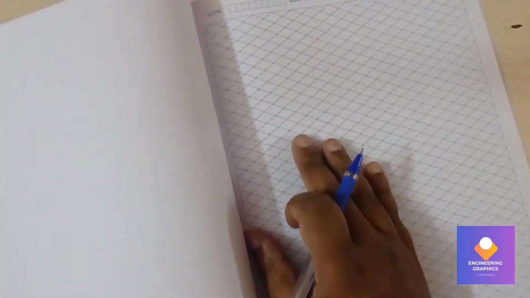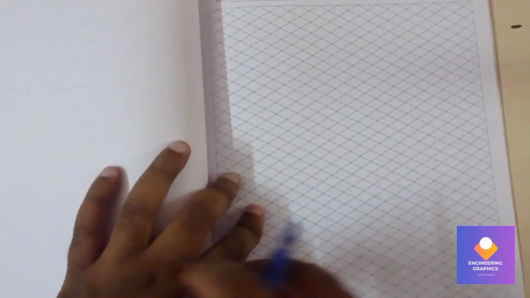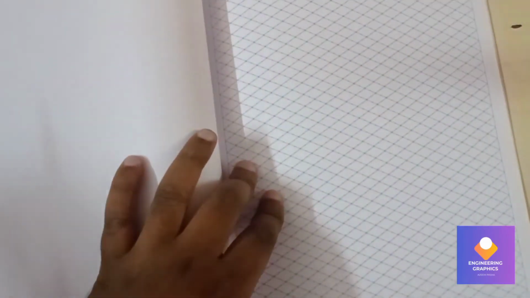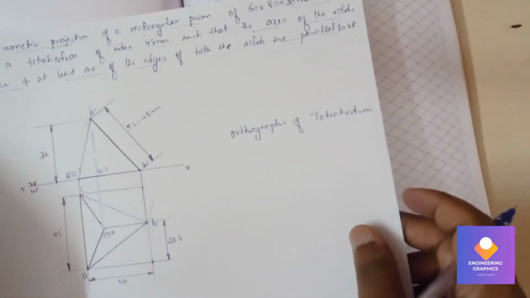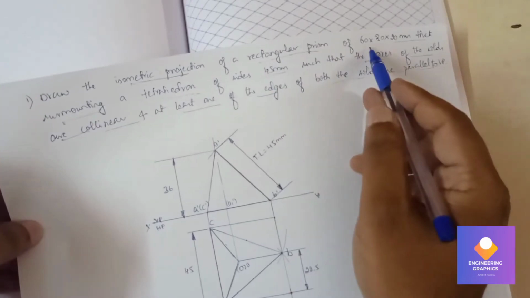I'll be using the isometric sheet because it is an isometric problem. First take a reference line. You can see that, first we have to construct a rectangular prism, which has dimensions of 60, 80 and 20 mm thickness. First I will take a reference line, then I'll construct a rectangular box of dimension 60 into 80. Then after that I'll give the height of 20.